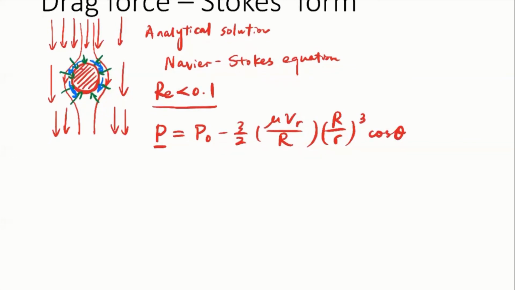So basically this R here is the particle radius. And this R here is any distance, basically any distance from the center of the particle. Right? So the VR, again, this is the relative velocity.